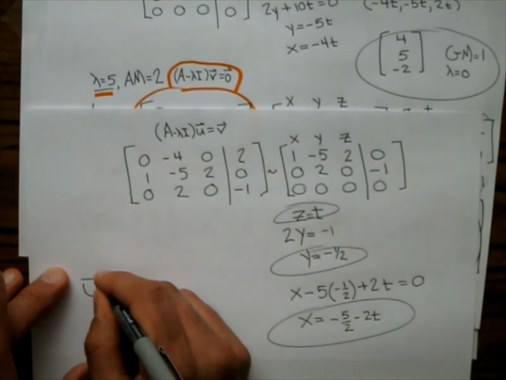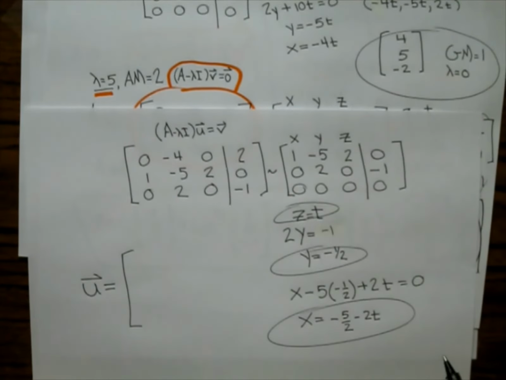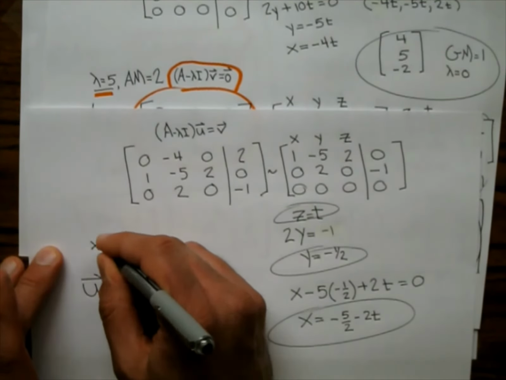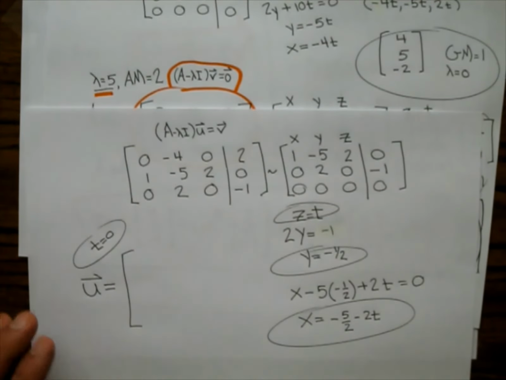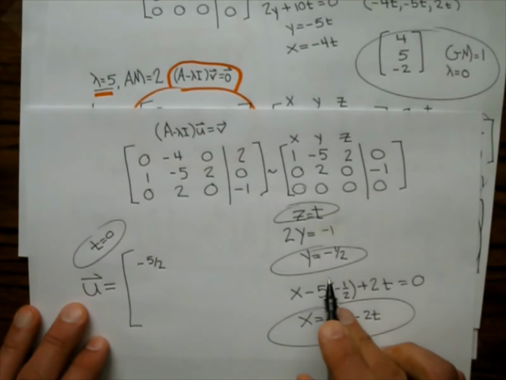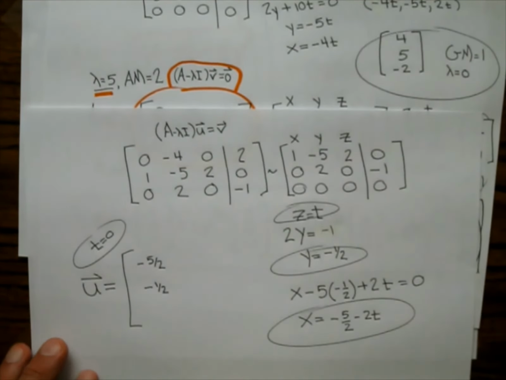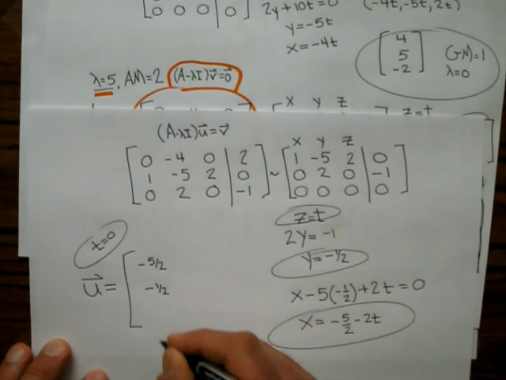Okay, so my new u, that's what I'm looking for. What should we set t equal to? Well, why don't we just do it the easy way this time, t equals 0. If I set t equal to 0, I have x is negative 5 halves. I have y is always going to be a negative 1 half. And z is going to equal 0.